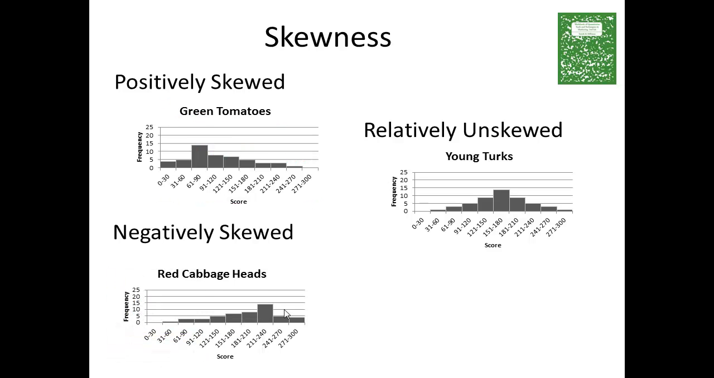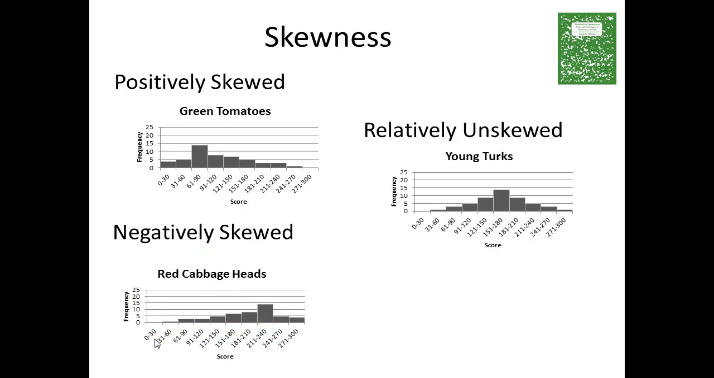Next, let's take a look at the red cabbage heads bowling score. See, it peaks very late, but had a long trail coming up to it. We'll call this negatively skewed because we have this long trail to negative numbers below the central tendency. It also implies that our average score would be less than our true central tendency here for the scores of the red cabbage heads.